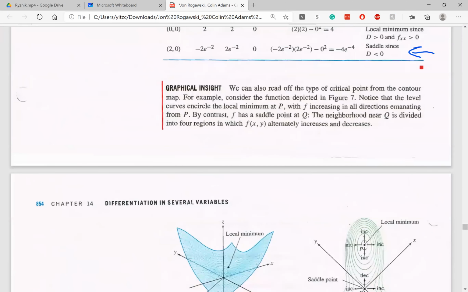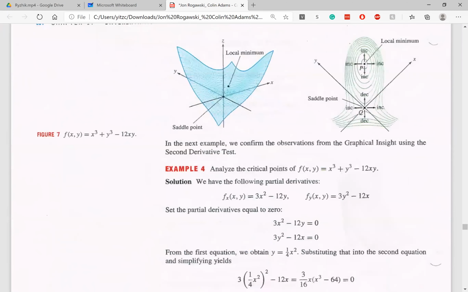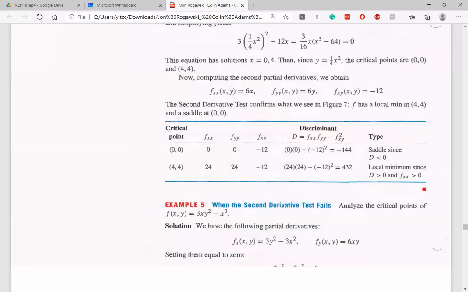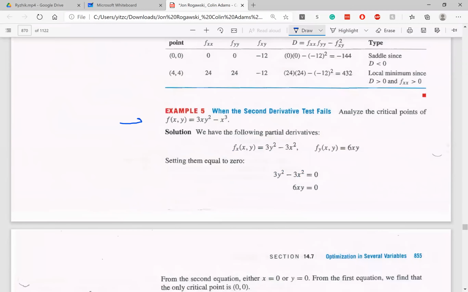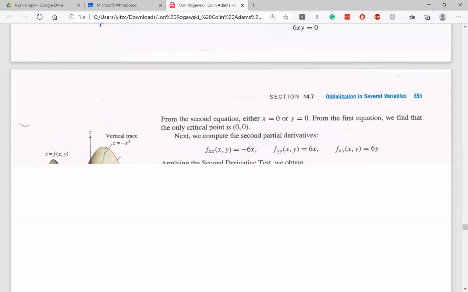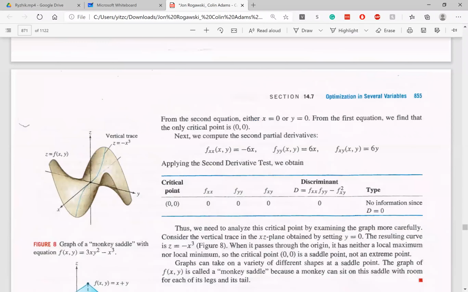So here's another example, which I'm going to skip. And here's an example of when the second derivative test fails. So your D would be equal to 0. And that's what they get. D is equal to 0. No information. Okay.